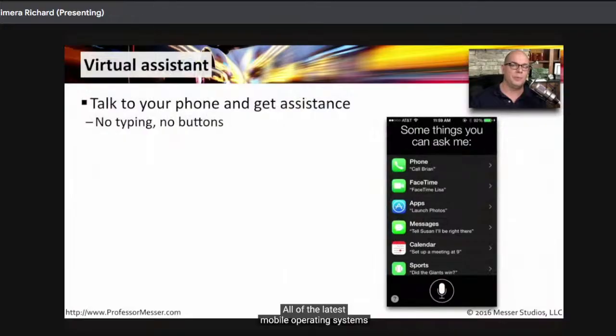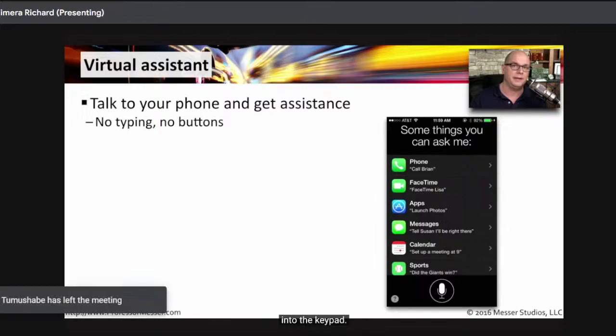All of the latest mobile operating systems also include a virtual assistant, so you can talk to your phone and get a response. Maybe you'd like to set an appointment, turn on a timer, or find out a bit of information from the web by simply speaking to your phone instead of typing things into the keypad. In Apple's iOS, you can hold down the home button, or you can simply say, "Hey Siri," to get Siri's attention, and then complete your request.